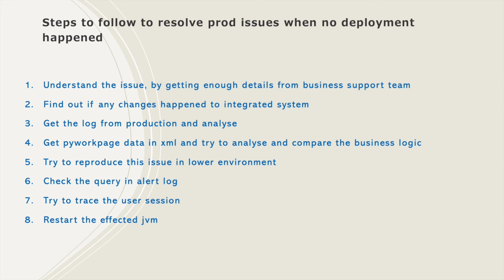The next thing we learn is the steps to follow to resolve a prod issue when no deployment happened. Okay, this is again related to what we covered in the last slide, but it is a little different. This is when no code deployment happened. Now, all of a sudden, one fine morning you are receiving a prod issue. So the question is, why am I receiving the prod issue all of a sudden? Because the system is running, I didn't change anything. But still you can get this kind of issue.